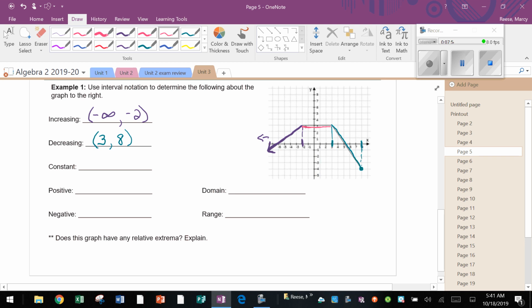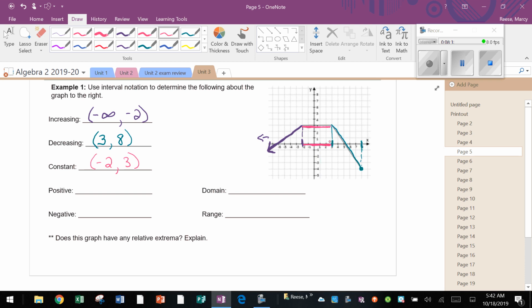So it's horizontal at the purple here, and that is going to be from that -2, right, to that 3. So from when x is -2 to when x is 3 is where it's constant.